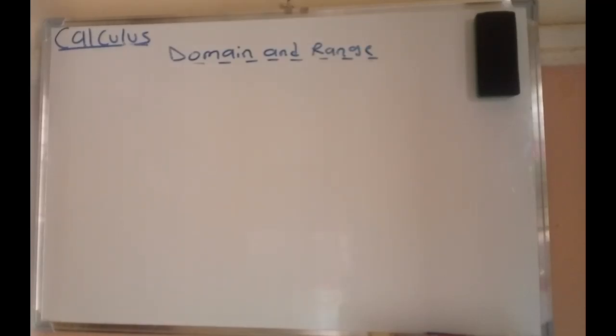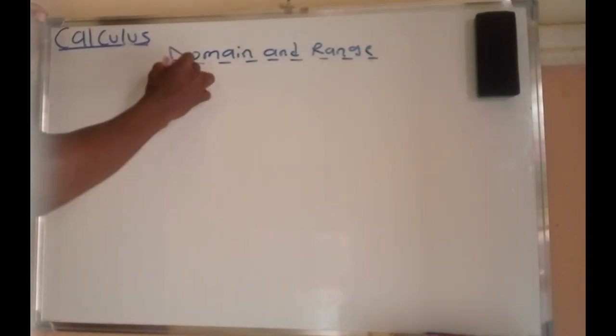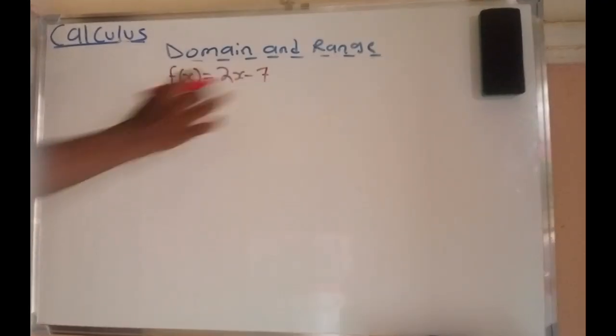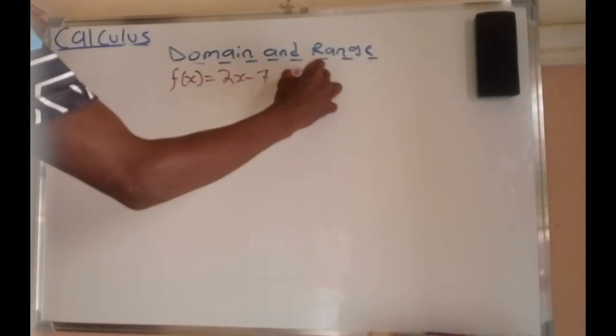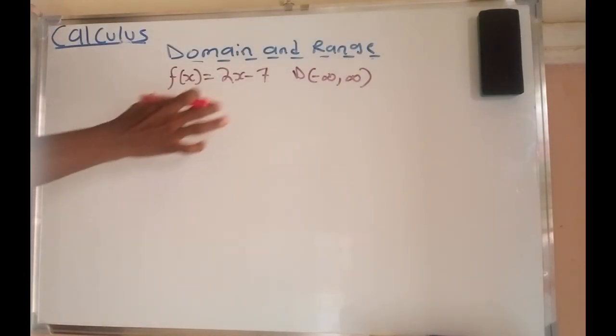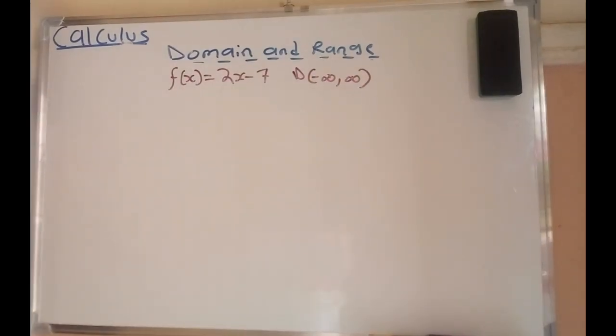How do we find the domain of a function? Suppose we have a function f of x equals 2x minus 7. The domain of this function will be negative infinity, comma, positive infinity. This is the domain of this function.